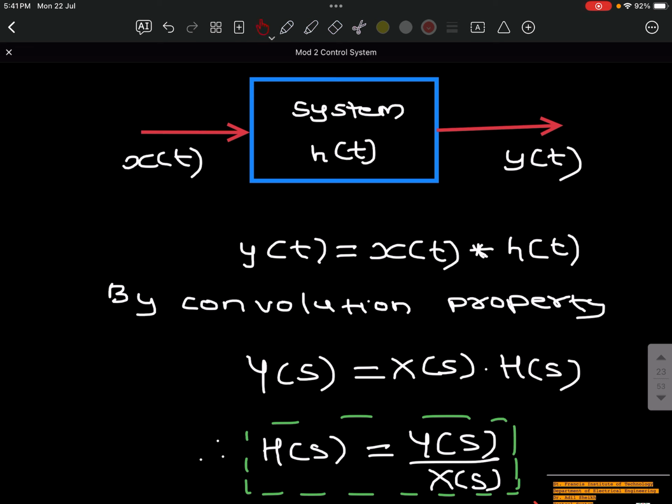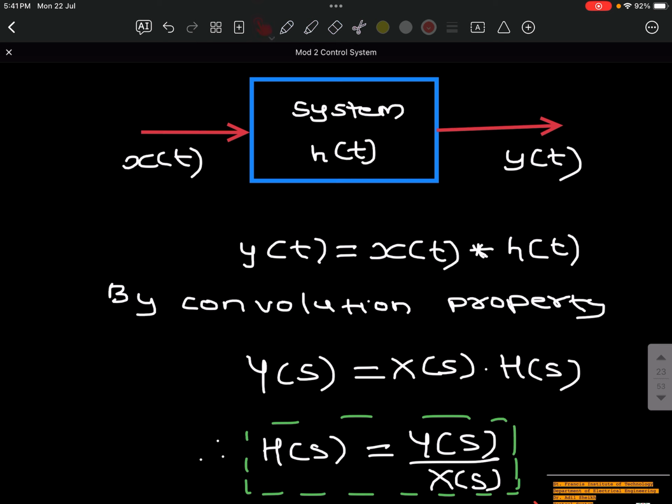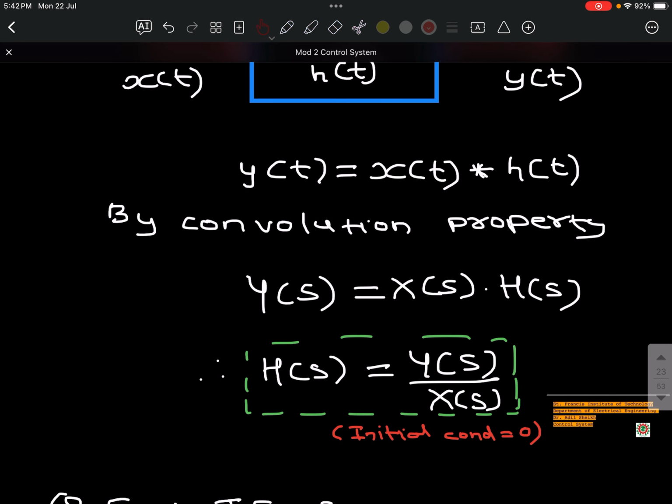So what is H of s equal to? H of s is equal to Y of s upon X of s. Here Y of s is the output and X of s is the input. So the transfer function H of s is equal to Y of s upon X of s. This is what is called a transfer function, where you take the ratio of output divided by input. Now let's see one example, and one very important thing which I forgot to mention, that you have to write that the initial conditions are assumed to be 0.